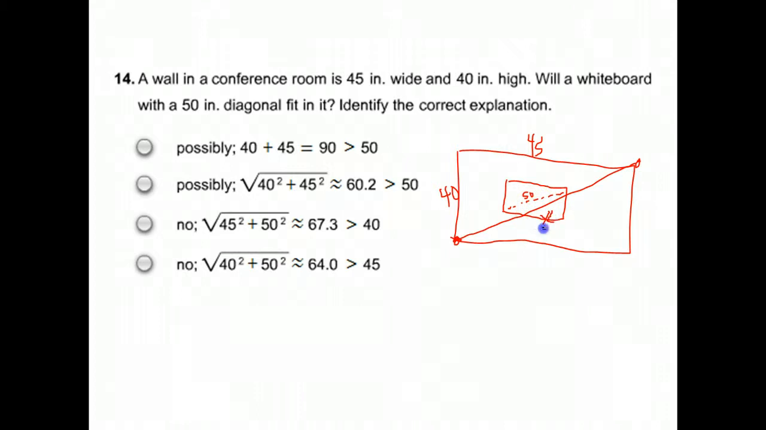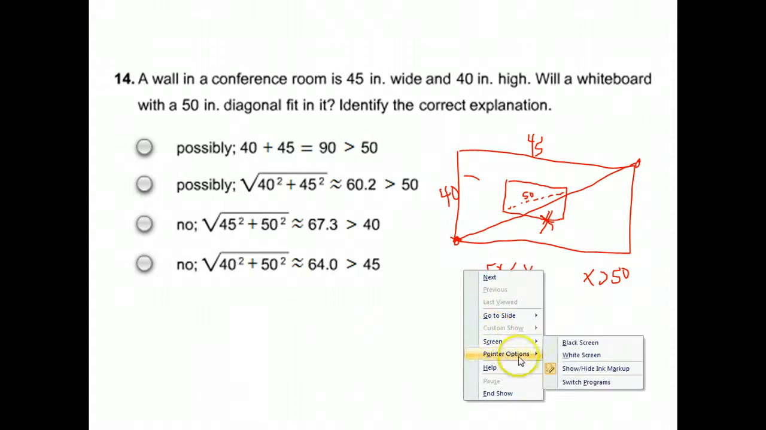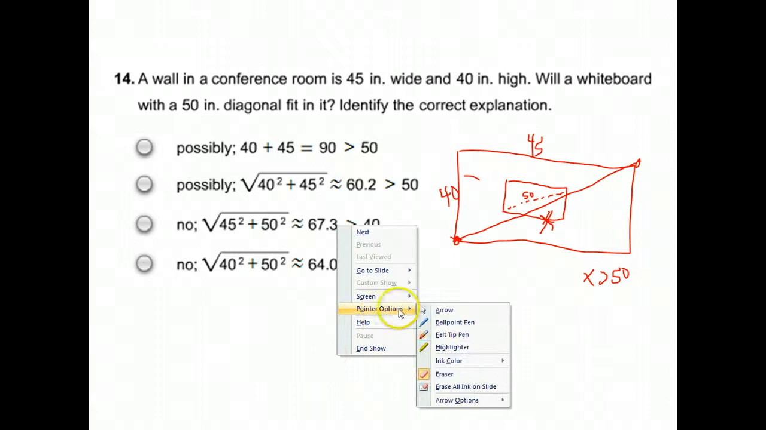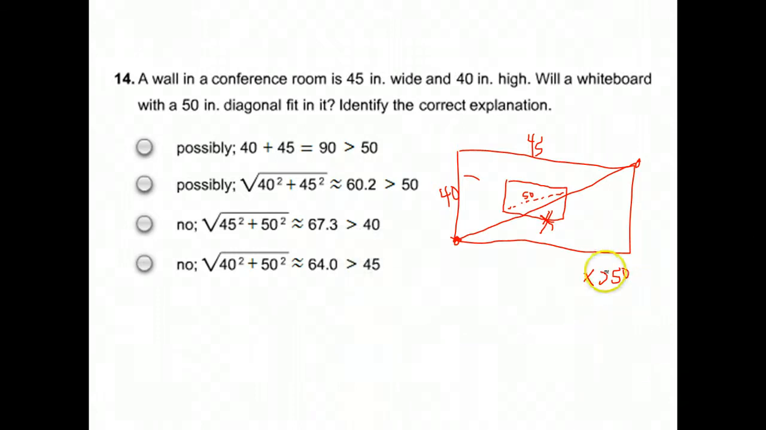So I'm going to call this my x. I want that x to be greater than 50, or I guess I should probably write it that way. That's the way we're used to seeing that. Let me erase my old one. So again, we need the length of x, that diagonal for the wall, to be greater than 50 so that this whiteboard with a 50-inch diagonal will fit.